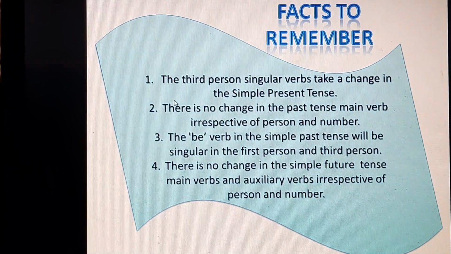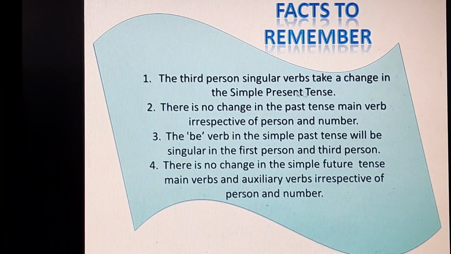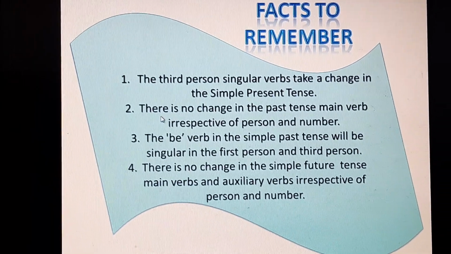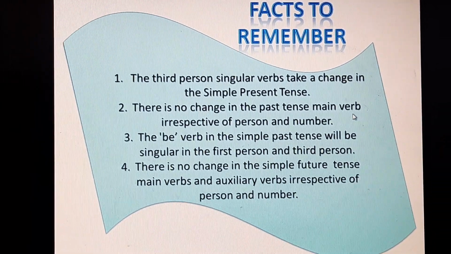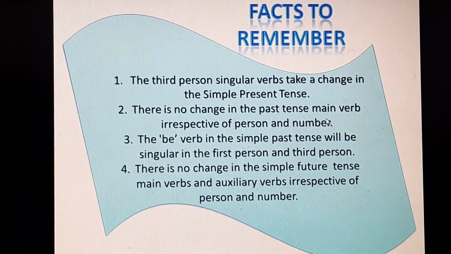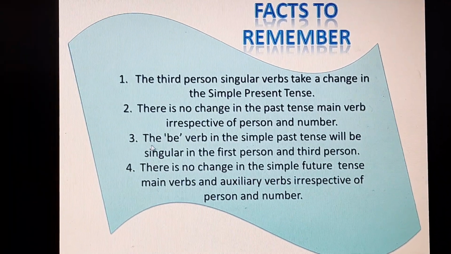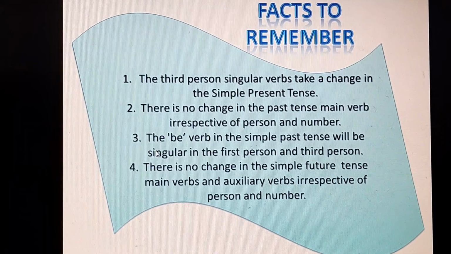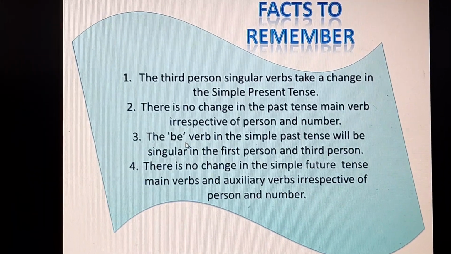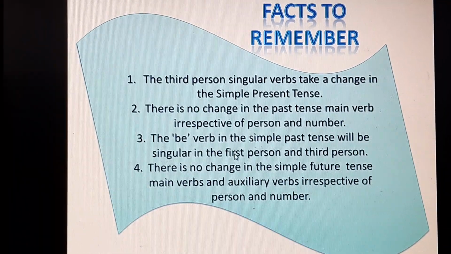Now, facts to remember. The third person singular verbs take a change in the simple present tense. That is, he, she, it alone will take a change in their verbs. There is no change in the past tense main verb irrespective of person and number. So the past tense main verbs can be used for the first person, second person, third person, singular and plural. The be verb in the simple past tense will be singular in the first person and third person. So the be verb alone will take a change. I was. Third person is he was, she was, it was.